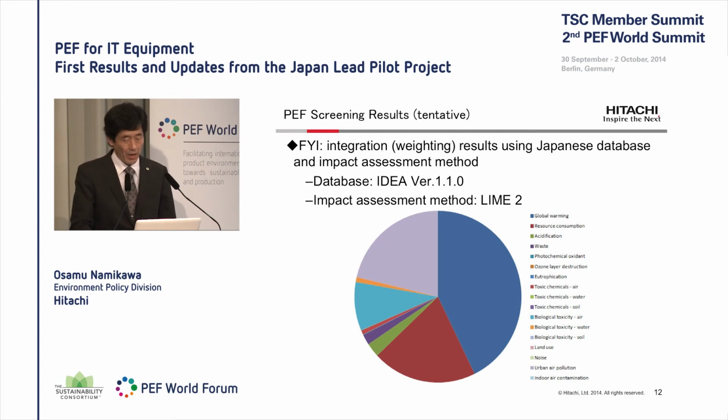And this is my presentation. After the meeting, this will be published, and you can see the weighting. We tentatively evaluated using the weighting methodology in Japan. The big blue one is global warming, and maybe 45% or something is global warming after the weighting. This is just a tentative result. Thank you very much.